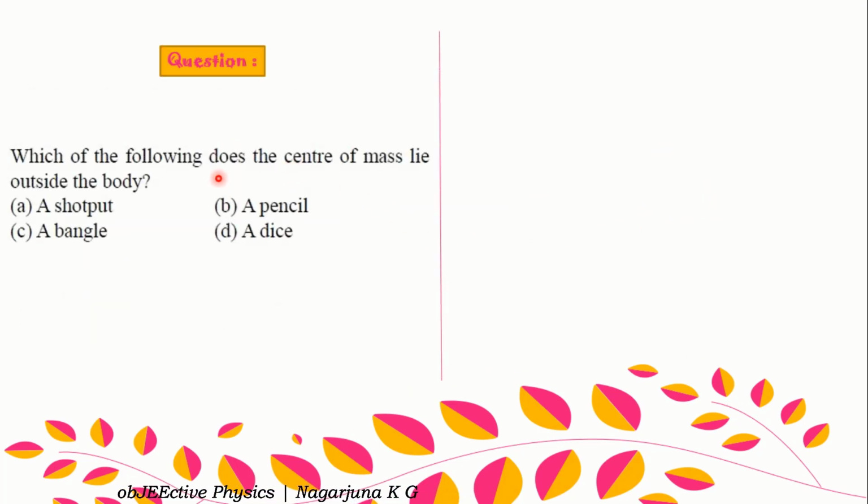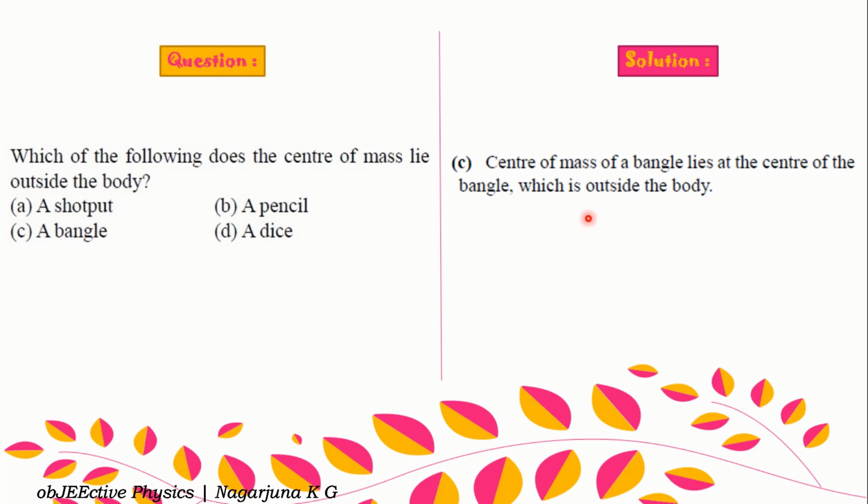Next question. In which of the following does the center of mass lie outside the body? Solution. The center of mass of a bangle lies at the center of the bangle, which is outside the body. Therefore, option C is the right option.